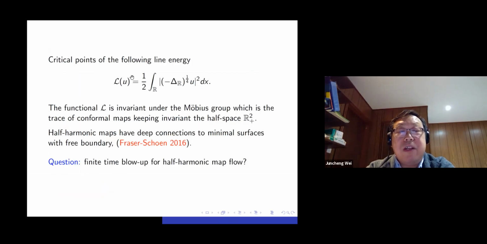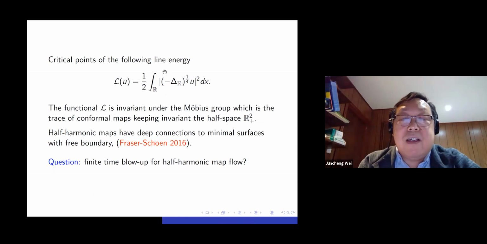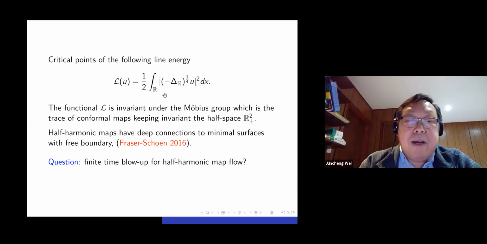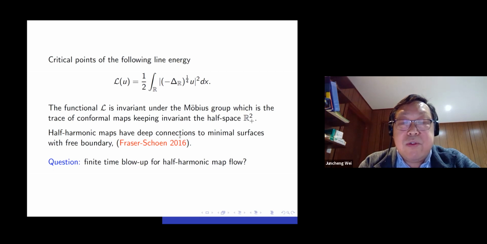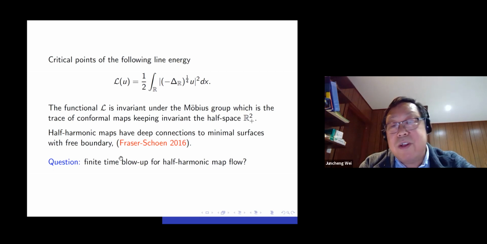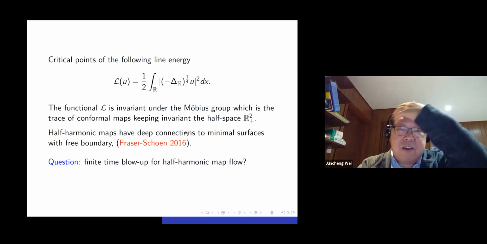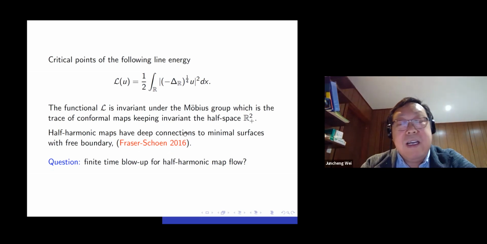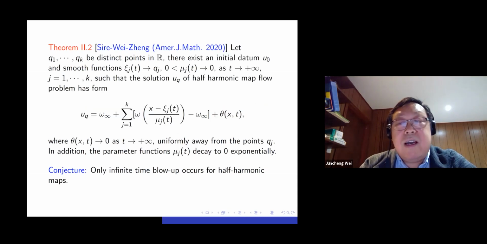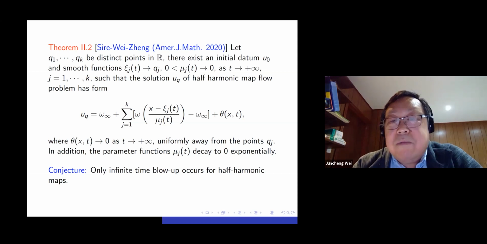And so the points of this harmonic map, half-harmonic map, are related to minimal surfaces with free boundary. This has been studied by Fraser and Schoen, so I will not discuss this. So the question is, can we have finite time blow-up for half-harmonic map flow, like the harmonic map flow? And first, the answer seems to be no.